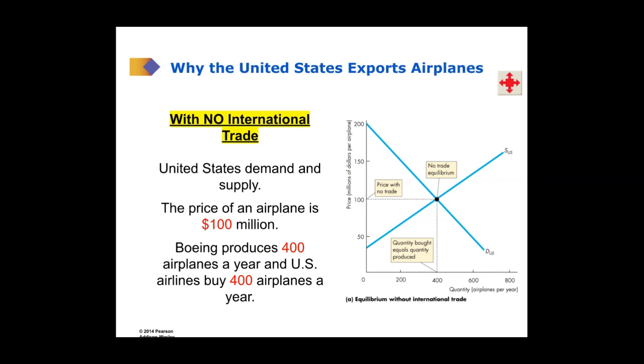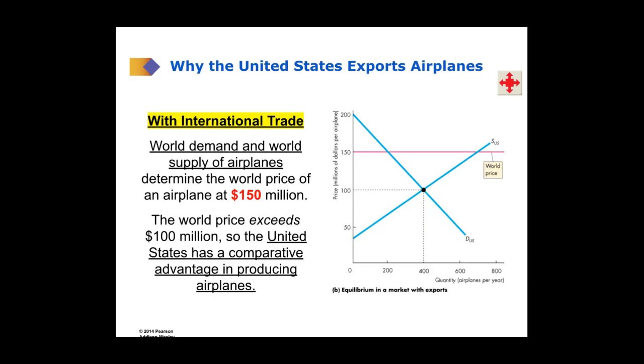Now we can look at the same situation with airplanes. With no international trade, there are 400 airplanes produced within the United States, and they are sold at a price of $100 million each. And then if we look at a situation with international trade, the price in the world market for an airplane is much higher. It's $150 million, and this is indicative of the fact that the United States has a comparative advantage in producing airplanes. So now the consumers within the United States, once you have international trade, have to compete with the consumers from the rest of the world.